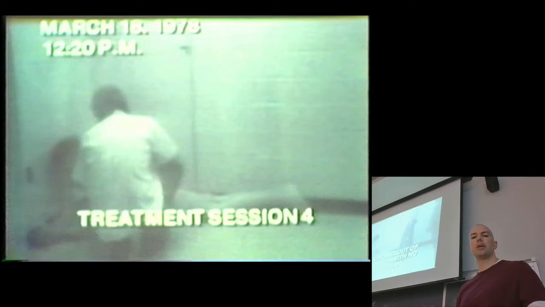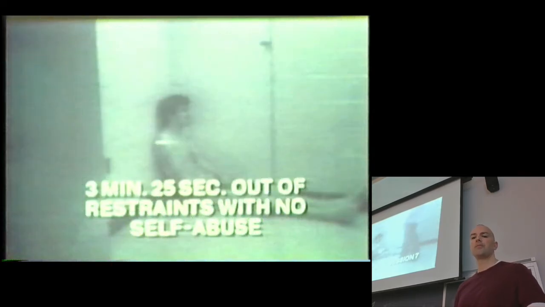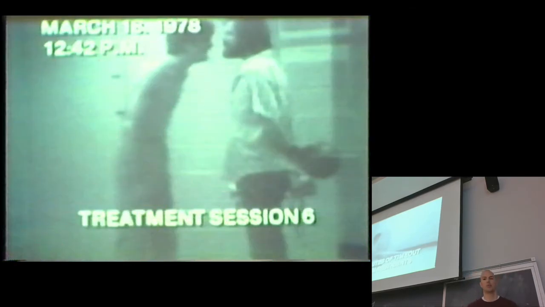So in treatment session number 2, they required him to stay out of restraints for 2 minutes with no self-abuse. Treatment session number 4, they increased that to almost 3.5 minutes out of restraints with no self-abuse. Treatment session number 5, they get it up to almost 6 minutes. Treatment session number 7 was a session where Harry self-abused, so he was put in timeout. Treatment session number 10, they now have it up to 6 minutes and 40 seconds of no self-abuse.